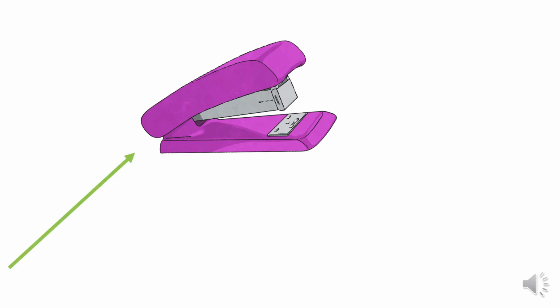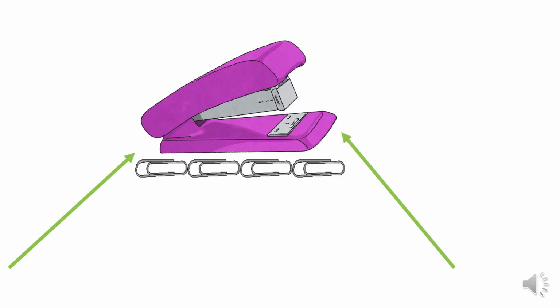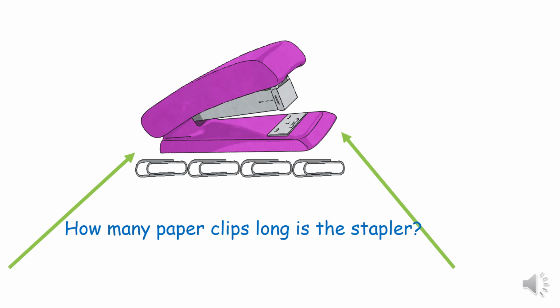So remember our key rules. We need to start at the edge of the object. We need to finish on the other edge. Let's use our paper clips one by one and make sure they are the same size, and then we'll count how many we used. Here are the paper clips, and they're lined up neatly in order so we can count them. How many paper clips have we used? The stapler is 4 paper clips long. Well done.